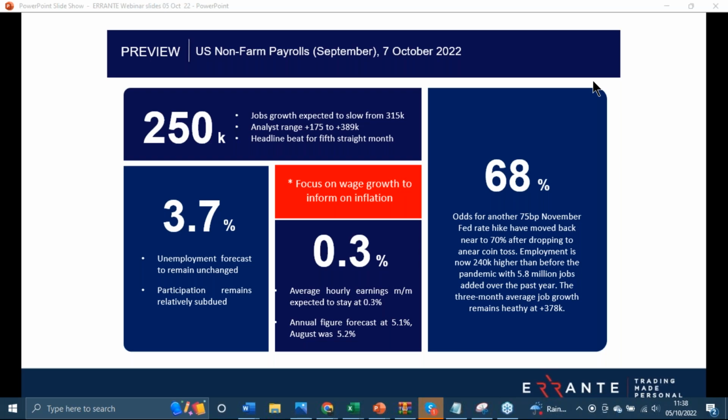I think it's probably worth looking at another chart here, just showing you really the slowdown in growth. The bars here are the headline change, 250 expected, as I say, but you can just see that general slowdown, potentially as tighter financial conditions and rate hikes slow these job gains. And then you've got the unemployment rate sticking around 3.7%. 3.5%, if you remember, was around 50-year lows, so still a relatively tight labour market.